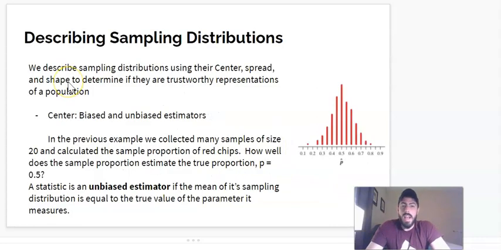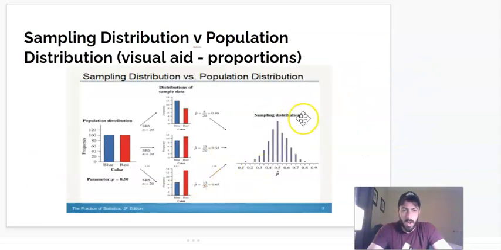Now, when we describe sampling distributions, we use the same terminology that we use for any other distribution. So we care about the center, the spread, and the shape to determine if they're trustworthy representations of the population. So here we have the sampling distribution from before. This is a whole bunch of different combinations for sample data. This is, of course, a simulation. Unrealistic to do this a whole bunch of times.